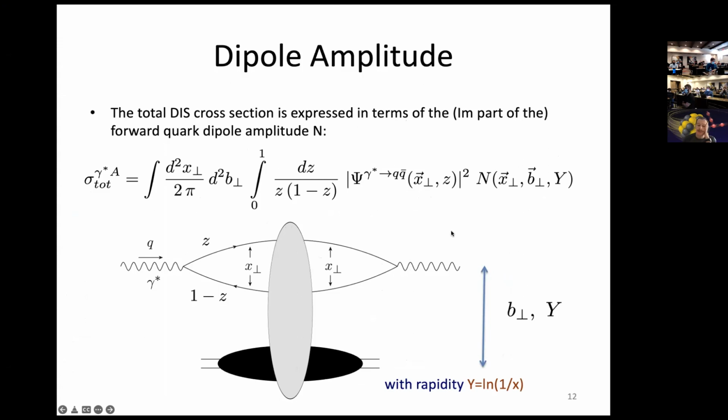The difficult part, of course, as always, is QCD, strong interactions. But all the strong interactions here are in this amplitude N, which is a dipole scattering on a target amplitude, and that's what we want to calculate. Okay, so this is what I want to do.